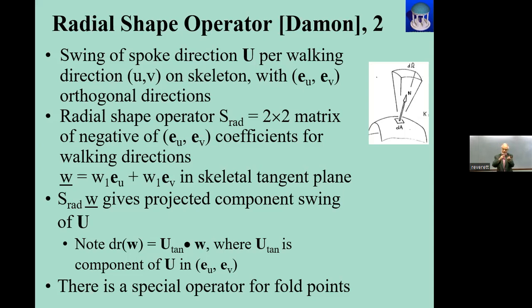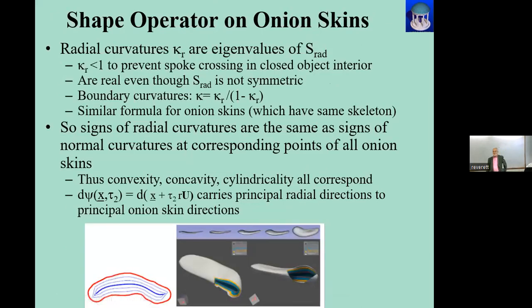But a funny projection, because it's not a projection as if it were three orthogonal coordinates, a projection into this funny non-orthogonal coordinate system, right? The two spanning directions in the tangent plane and the spoke. But when you do that, you get a 2x2 matrix, and that Damon called the radial shape operator. And the radial shape operator has real eigenvectors and real eigenvalues. And those real eigenvalues are called the radial curvatures.